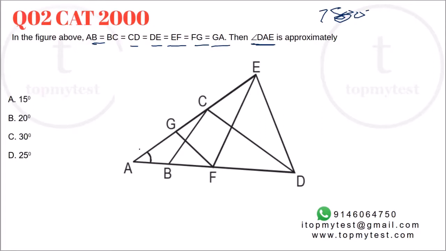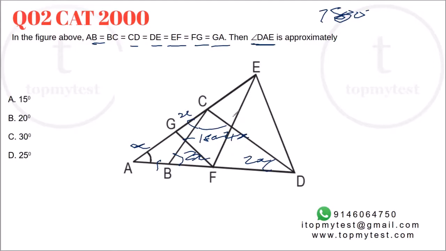Okay, so we need to find this angle. Now it is given to you that AB is equal to this length BC. So which means this angle will be X, right? Which means this angle will be 2X. Right. Now BC is equal to CD, which means this angle equals 2X. So this angle should be 180 minus 4X. Right. 180 minus 4X.